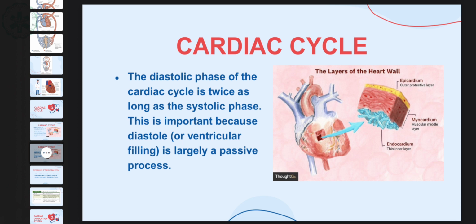The diastole phase of the cardiac cycle is twice as long as the systolic phase. This is important because diastole, or ventricular filling, is largely a passive process. So here, more blood comes in when we relax our heart, which is called the diastole.